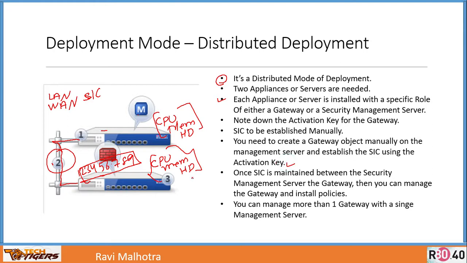Once SIC is established, when I say SIC is established, that means trust. When trust is established between the security management server and the gateway, then you can manage the gateway and install policies. If this trust is not established, or if it is broken between the two components, you will not be able to install a policy, and you will get specific error messages with specific codes, such as TCP connectivity is down, and then you will not be able to connect.